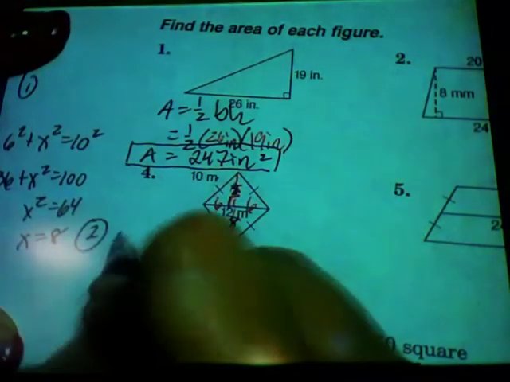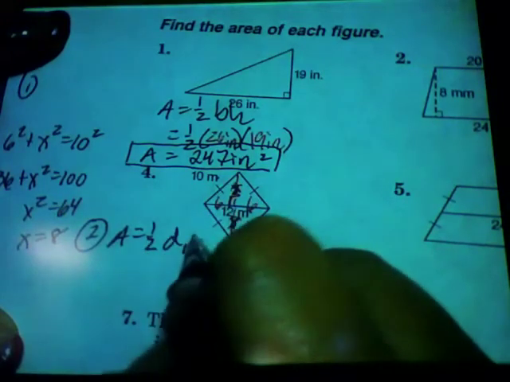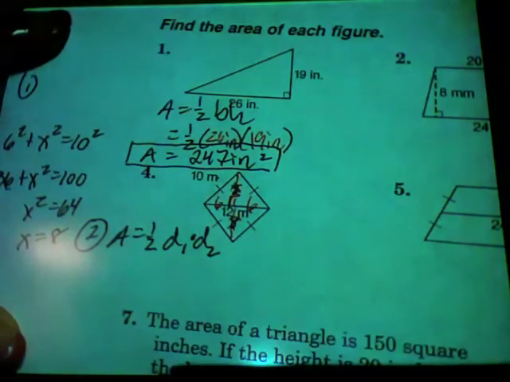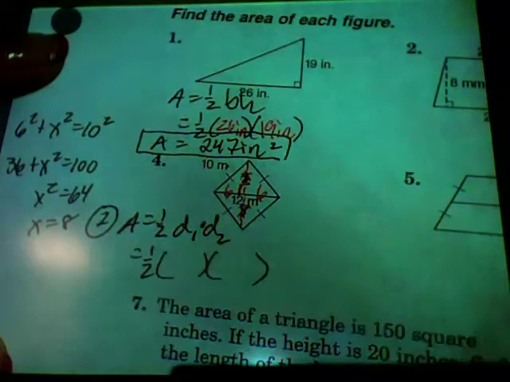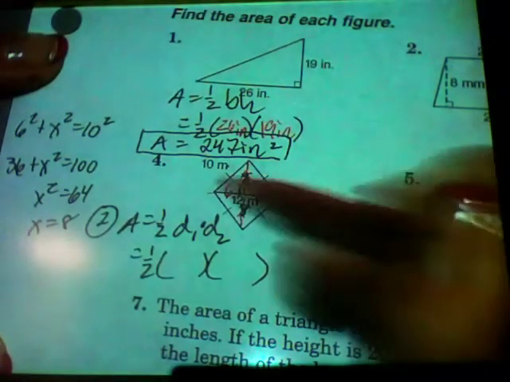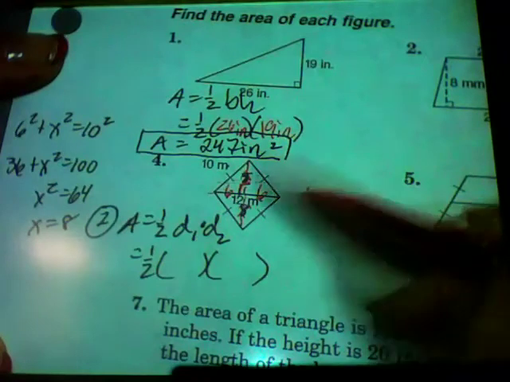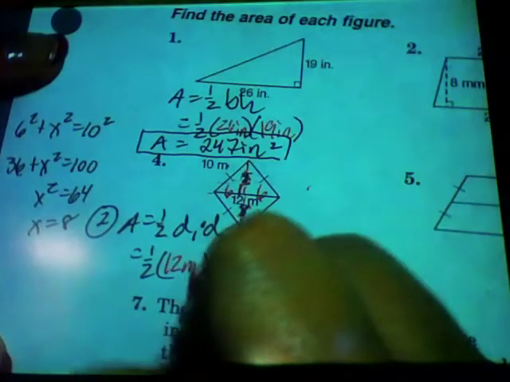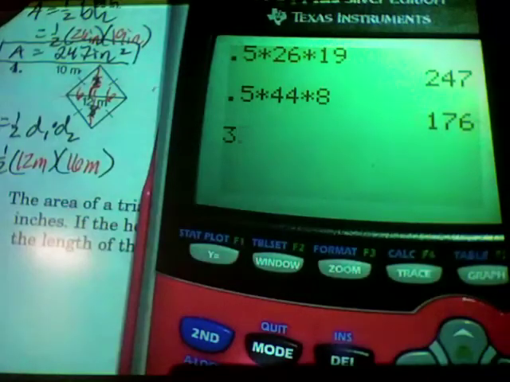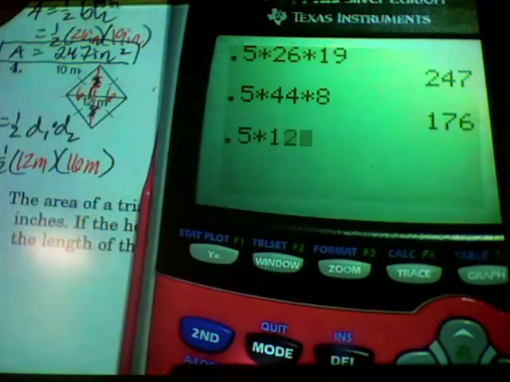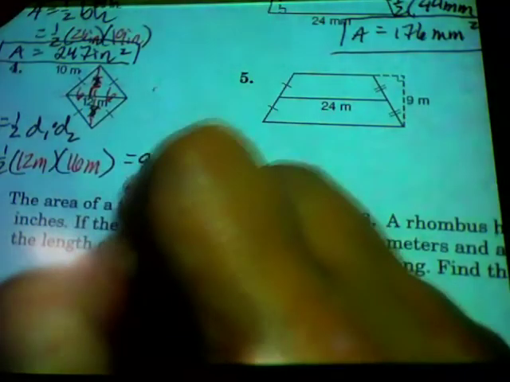So now I have everything that I need to run it through my formula. So step 2, area equals 1/2 d1 times d2. You got to memorize that formula. Plug and chug. 1/2 times, what's my distance of this diagonal? 12 meters, right? And this one? 16 meters. So handy dandy calculator. .5 times 12 times 16. So I end up with 96 meters squared.